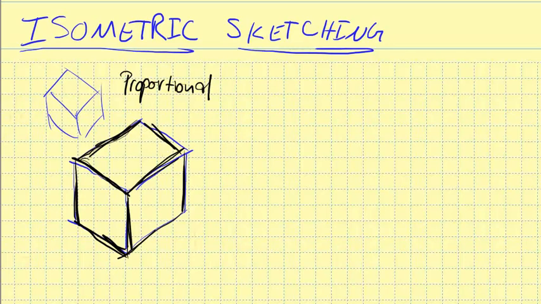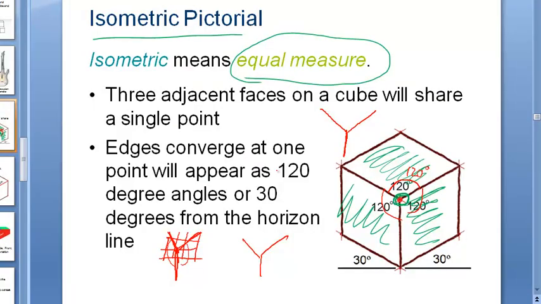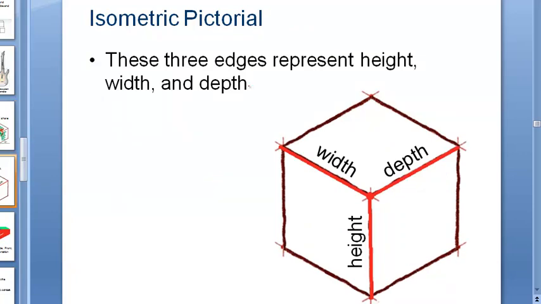If we go back to our slide here, we see that we have equal measure. All the points converge in one spot. The three edges represent the height, width, and depth. So the height is right here. If I'm looking at an object, I want to know how tall is it? The depth is how deep it is, and that's going to be measured in that direction. And the width is basically how wide this thing is from one side to the other. So we have height, width, and depth.